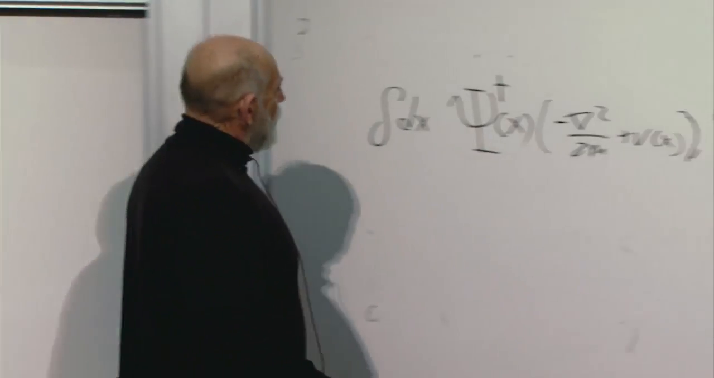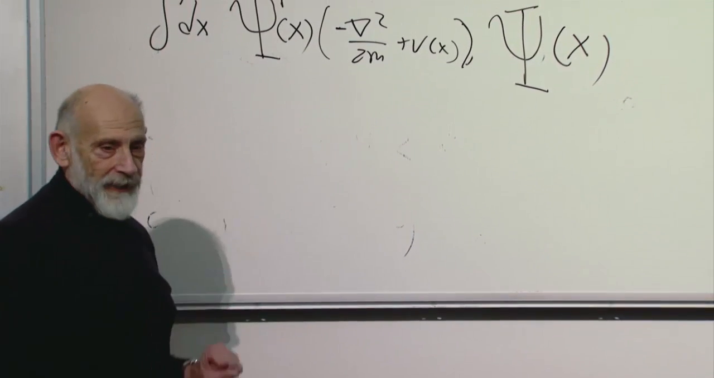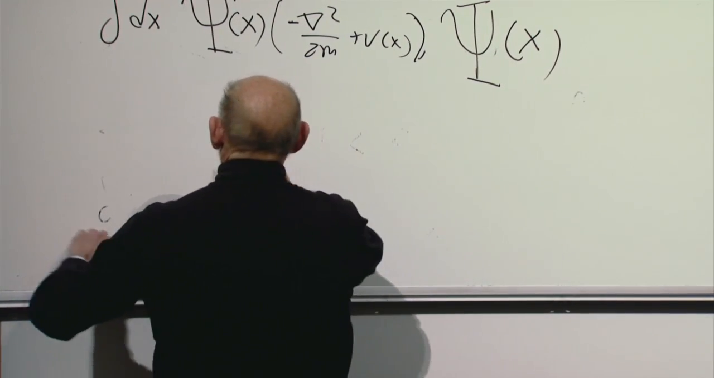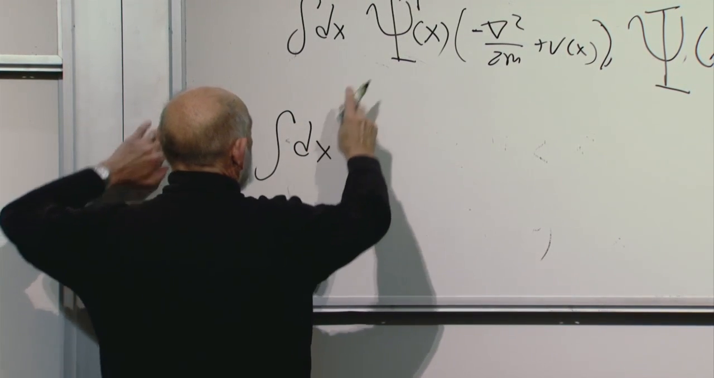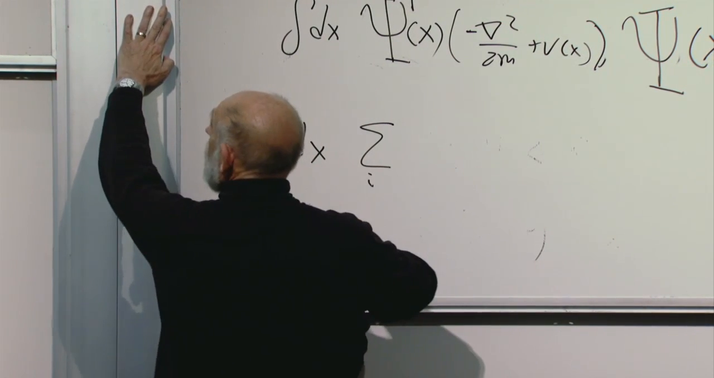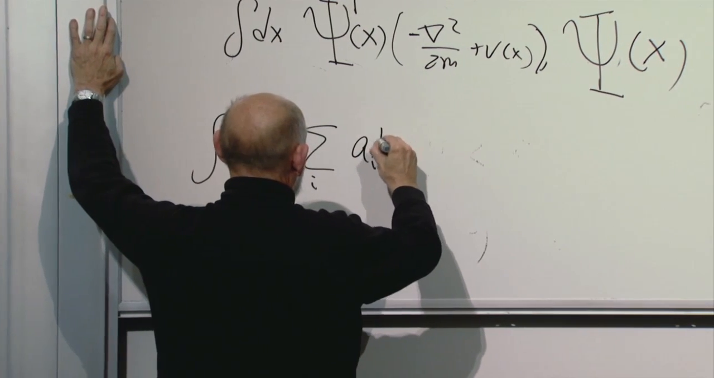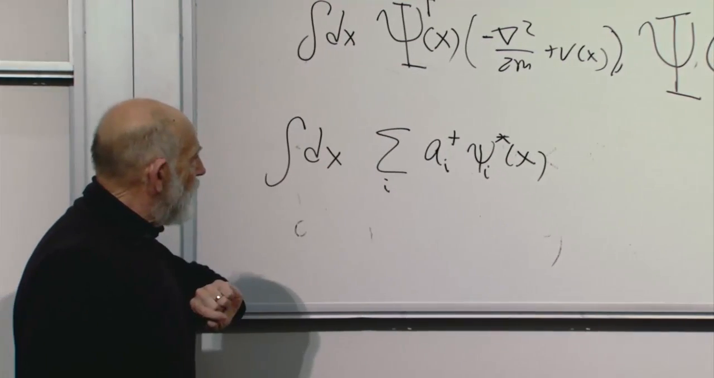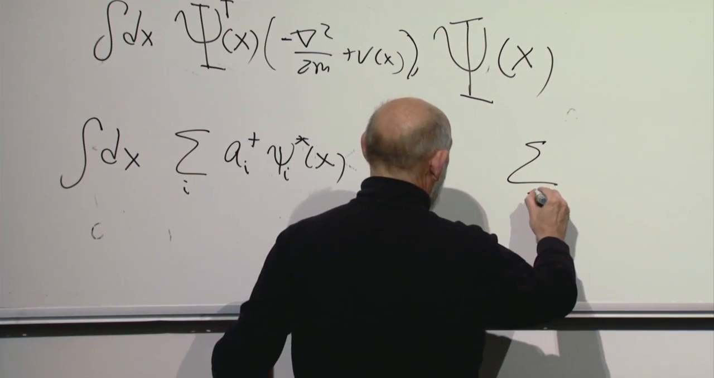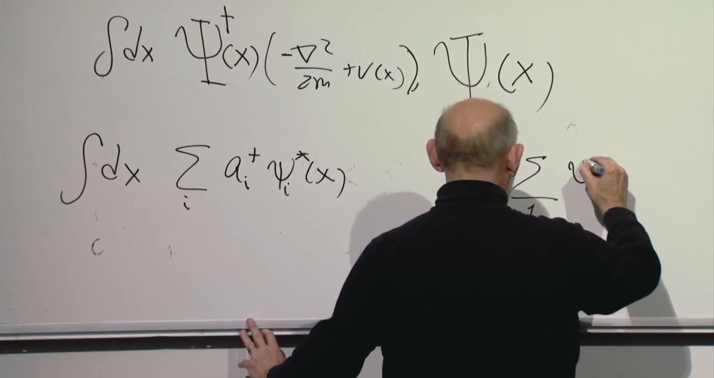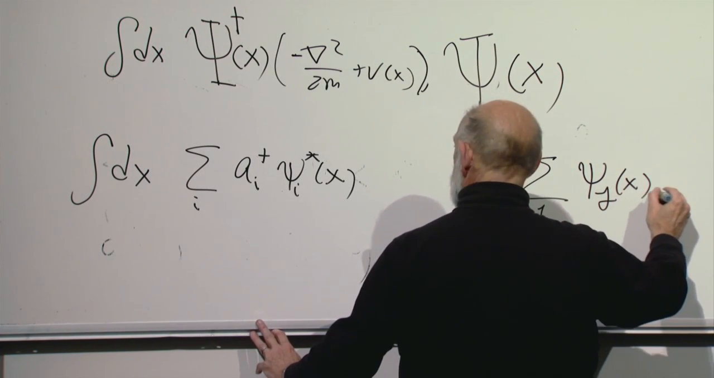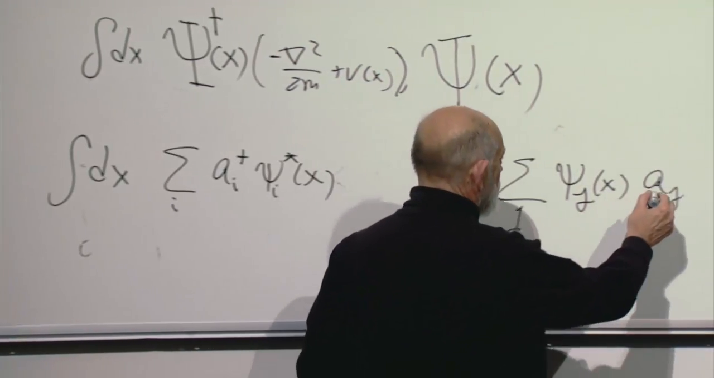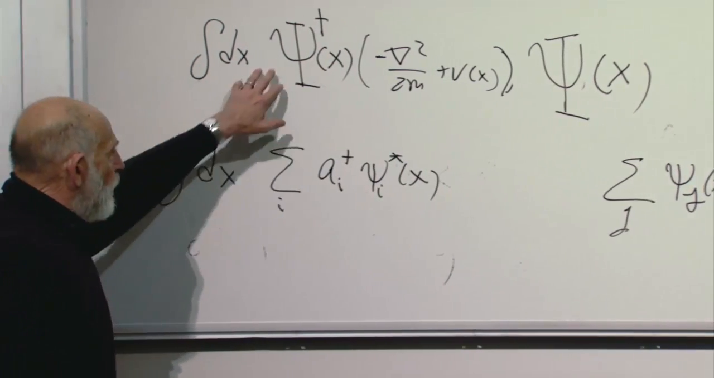Let's prove it. Let's go through the steps. The first thing to do is to replace psi by the definitions up there. So let's replace psi by the definitions. This becomes integral dx. Now, this one here is sum over i, a_i dagger psi_i star of x. Right? That's this one over here. And this one over here is sum over j, psi_j of x times a_j. Everybody happy with that? A minus j, I guess. That's all I did. I plugged in the formula.